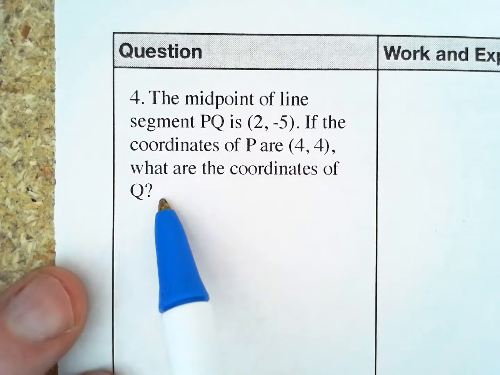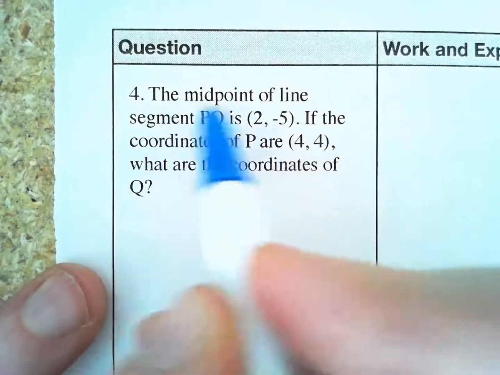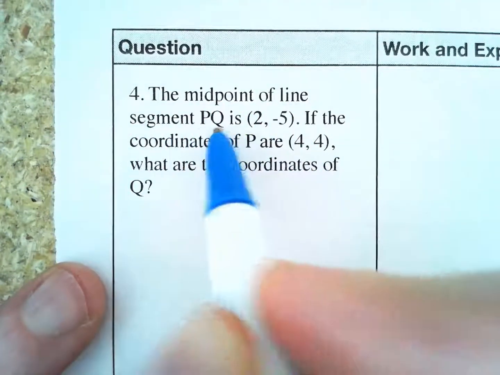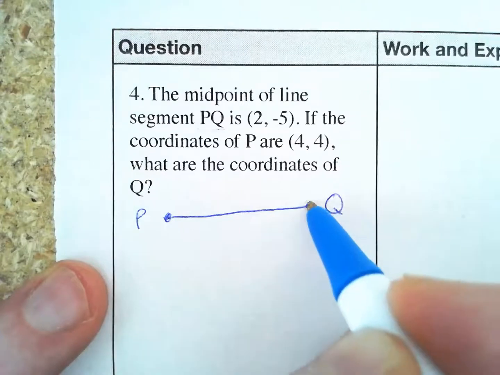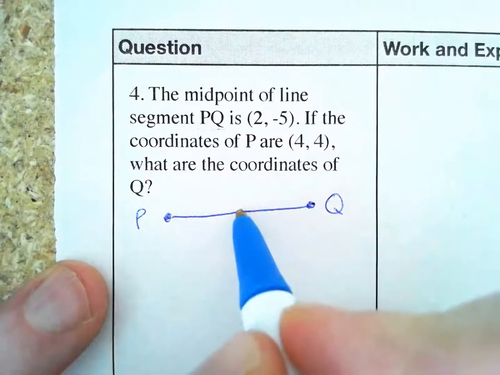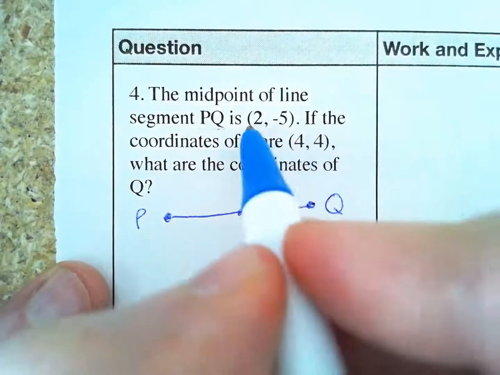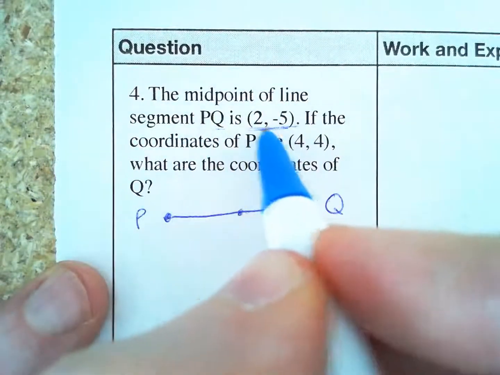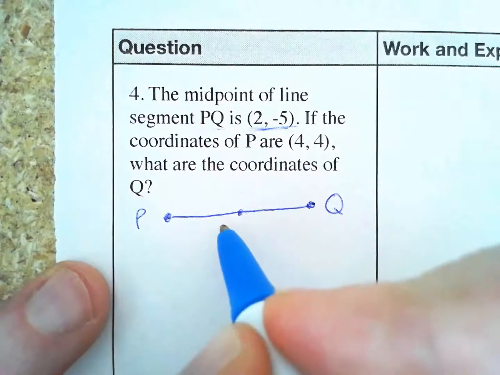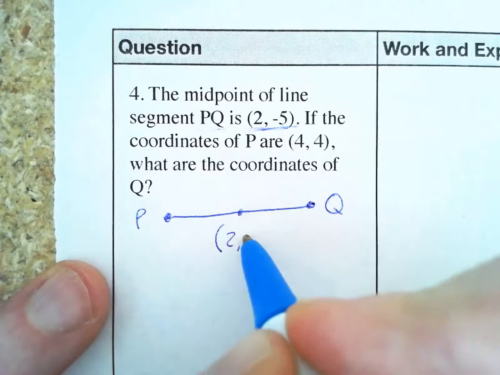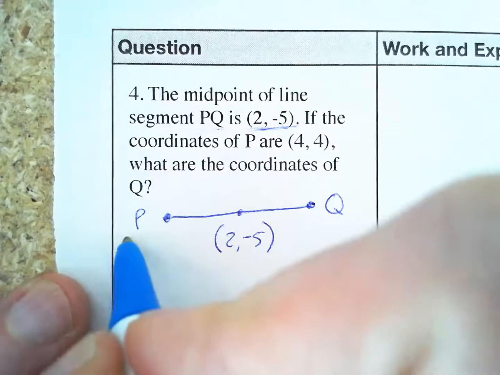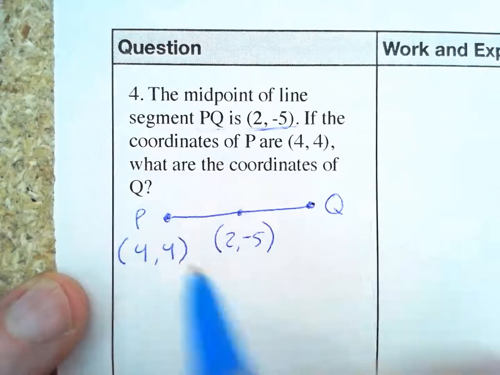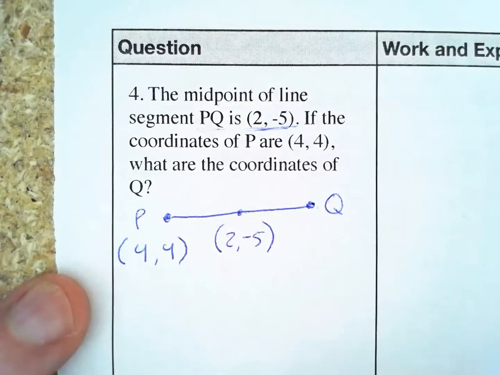So if we imagine what this looks like, it says midpoint of line segment PQ. So we have a line segment. On one side would be P, on the other side would be Q. And the midpoint, somewhere right in the middle there, is going to be this right here. The midpoint of line segment PQ is (2, -5). So if I know that this one is (2, -5), and it says that the coordinates of P are (4, 4), so this one would be (4, 4), I need to find this one over here.